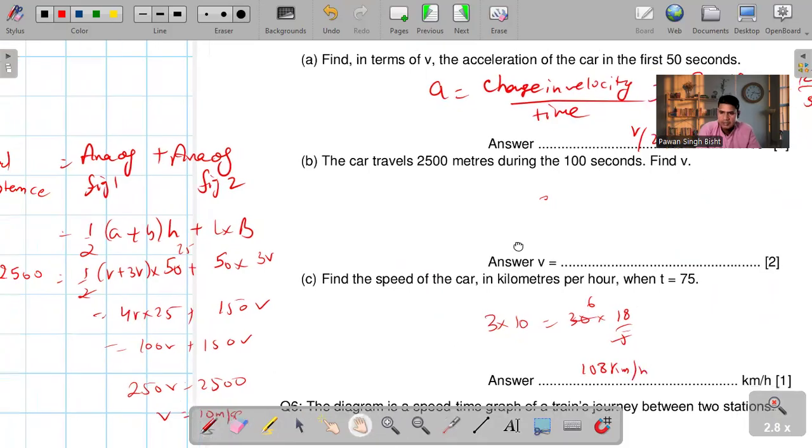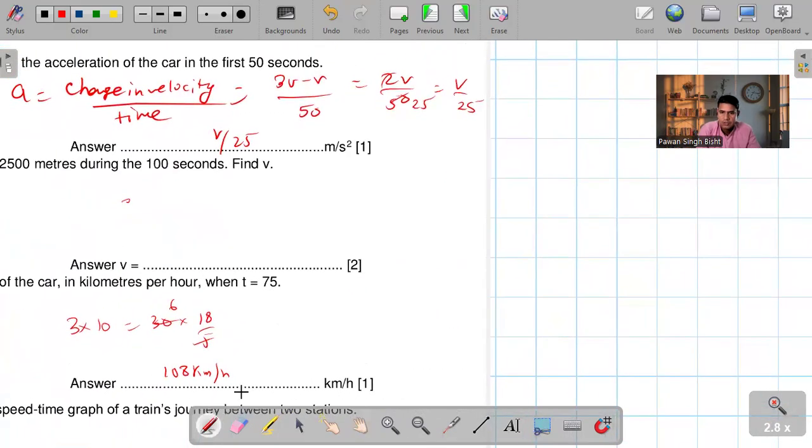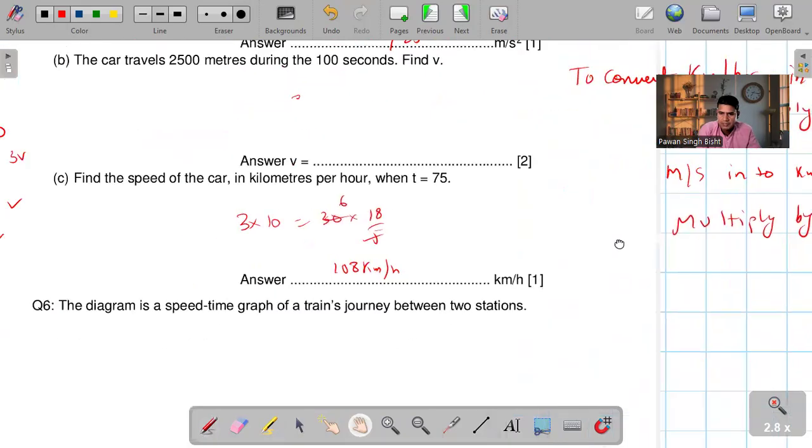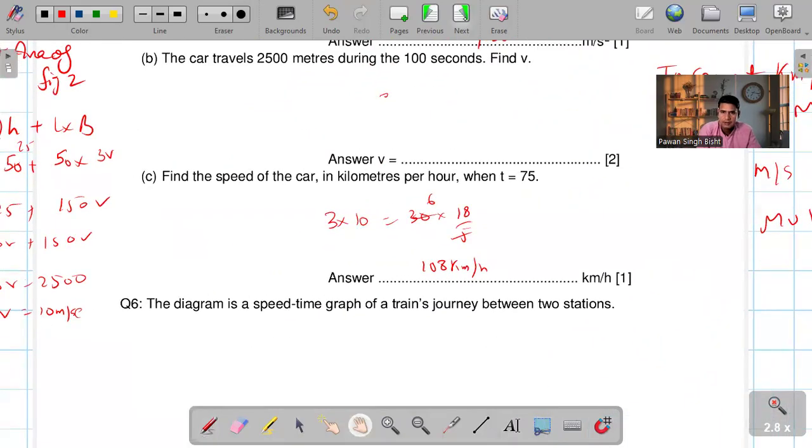So there is a shortcut here in physics, and it will be very helpful for you. If you have to convert anything from kilometers per hour into meters per second, multiply by 5 upon 18. And if you have to do the reverse, from meters per second into kilometers per hour, multiply by 18 over 5. You can quickly use it to change from meters per second into kilometers per hour.